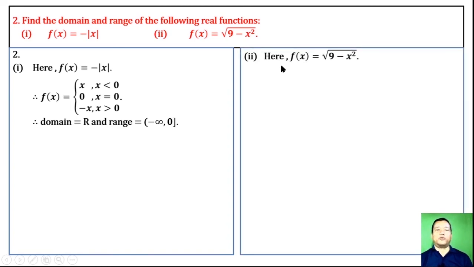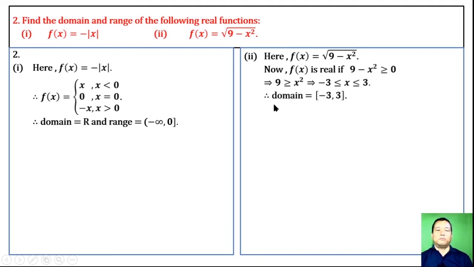For Roman number 2, f of x is equal to square root of 9 minus x square. Now f of x is real if 9 minus x square is greater than or equal to 0. The radicand must be greater than or equal to 0. Solving, we get 9 greater than or equal to x square, so x lies between minus 3 and 3, including the two. Therefore, the domain is the closed interval [minus 3, 3].